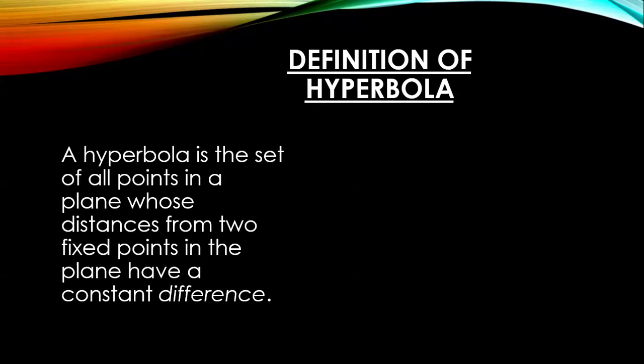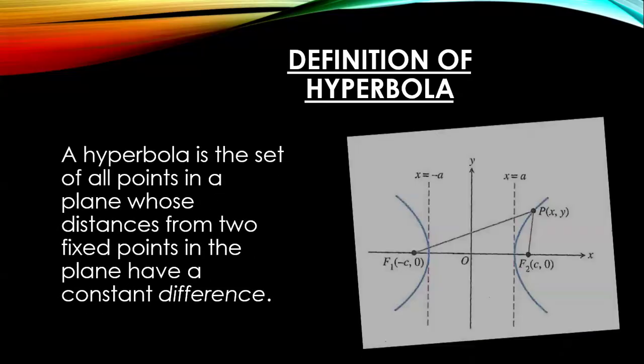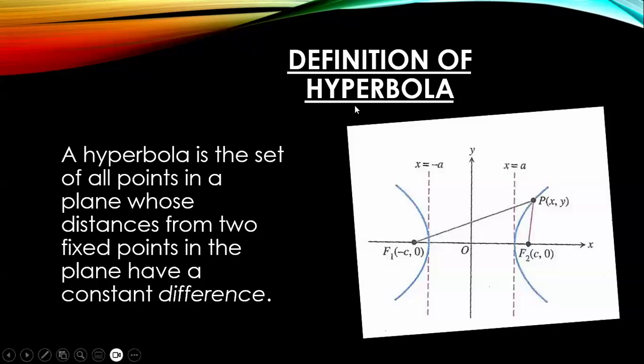Then we have the definition of a hyperbola. It says that a hyperbola is a set of all points in a plane whose distances from two fixed points in the plane have a constant difference. So we have focus 1, we have focus 2, and we know the difference of the distances is constant.